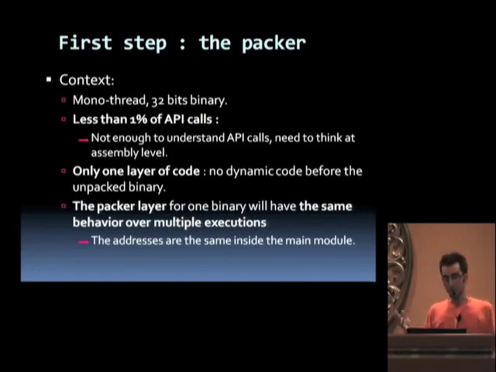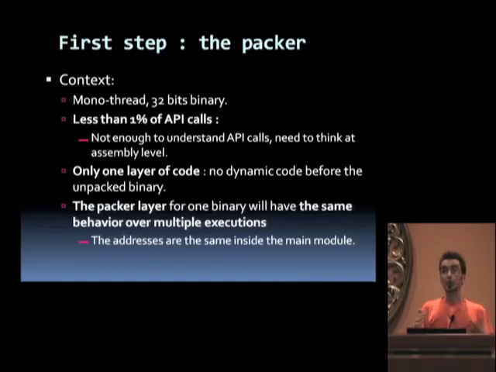The third fact is that there is only one layer of code. Actually, the Switzer packer doesn't use dynamic code. There is no self-modifying code, etc. The only dynamic layer is the original Switzer binary that is unpacked at the end. And finally, the fourth fact is that the packer layer for one Switzer binary will have exactly the same behavior over multiple executions. So there is no random stuff.